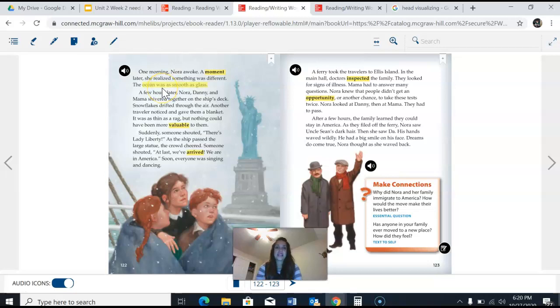Now that we've just identified similes to help us visualize the events in the text, you are going to work in your Reading Wonders workbook page. You are going to follow the directions and identify the similes. Good luck and have fun.